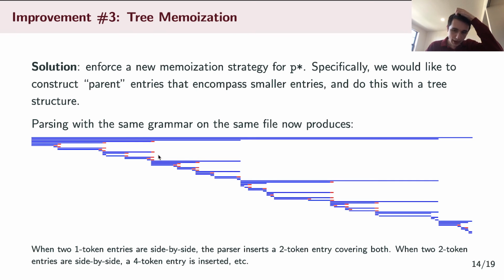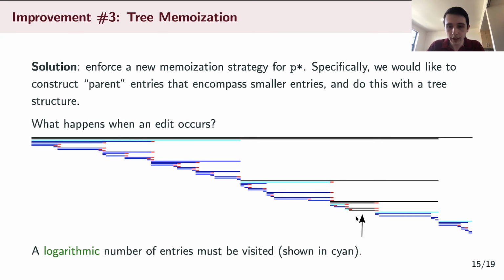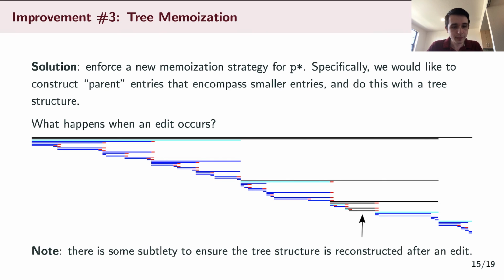And this means that when we have an edit, for example, at this position, we're going to evict all these black entries, and then when we reparse from scratch, we only have to do lookups on these cyan entries, and that saves us from doing lookups on all of these blue entries. And we only do a logarithmic number of lookups, and that's going to save us a lot of time. So I just want to note here that there is some subtlety on reconstructing the tree as we do a reparse, and the paper talks about this more.